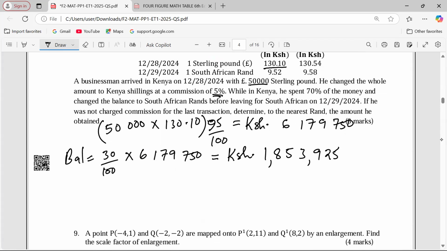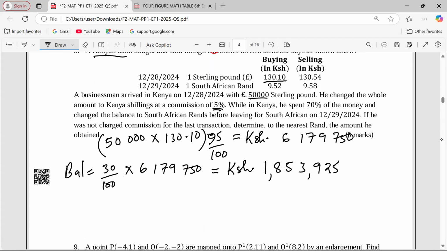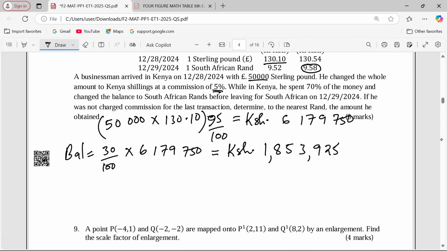But now he has to travel to South Africa, whereby he's going to convert all these amounts to South African rand. Now, when you go to the bank demanding foreign currency, the bank sells to you that particular foreign currency. Now, the bank is selling 1 South African rand at 9.58. So if the bank is selling at 9.58 Kenya shillings and you are having 1,853,925 Kenya shillings, how much South African rand will you be able to purchase?